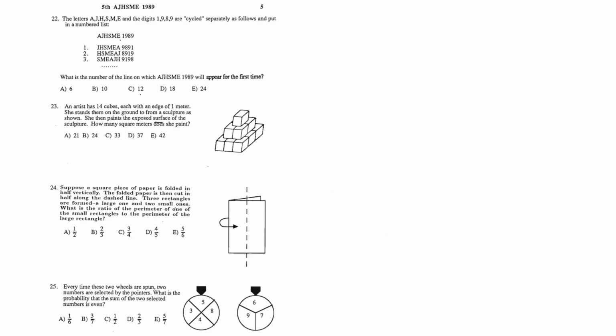Number 22. The letters A, J, H, S, M, E and the digits 1989 are circled separately as follows and put in the number list. What is the number of the line on which AJHSME 1989 will appear for the first time? So that's AJHSME. The 6 letters are repeating.